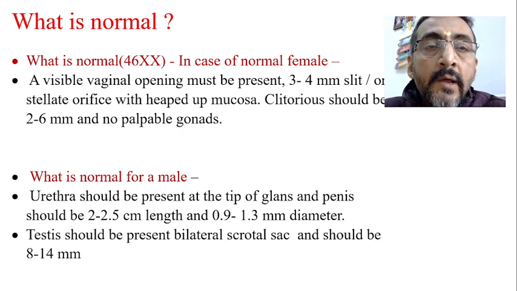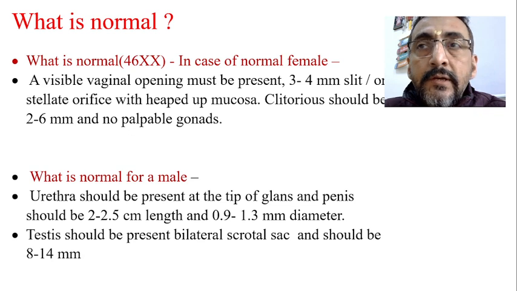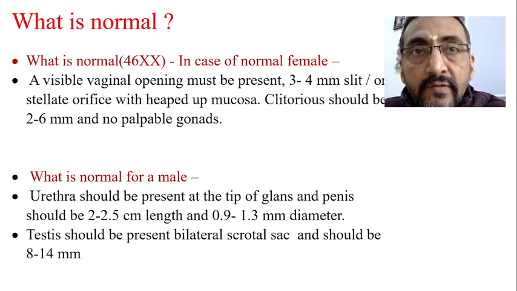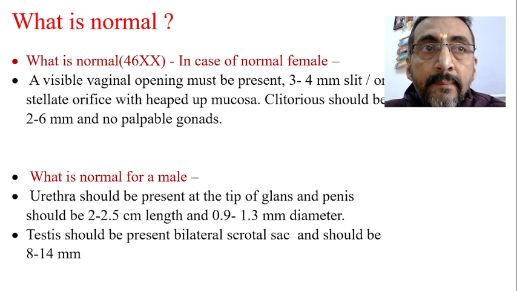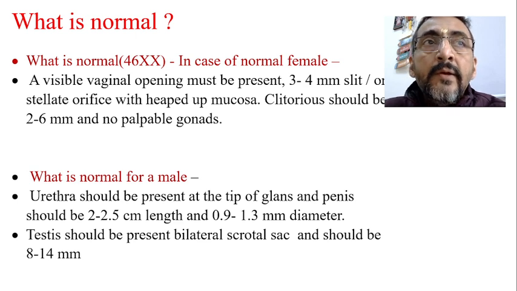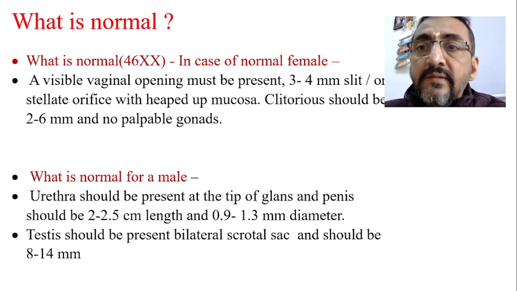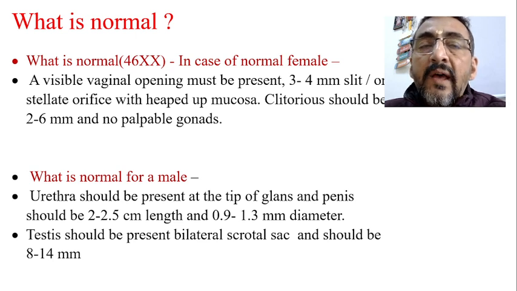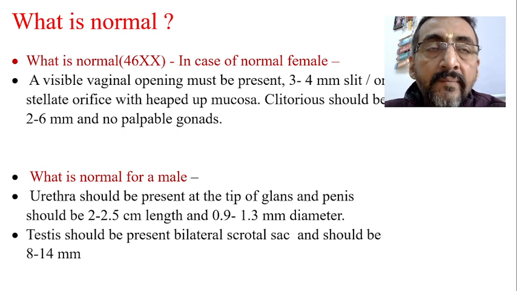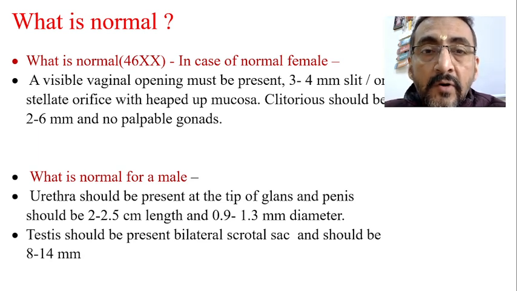As you know, we were discussing the differences in sexual differentiation, or DSD. In the last class, we saw how ambiguous genitalia is formed. So today, we will discuss what is normal. Before knowing the abnormality, we should know the normalcy. As far as the male and female external genital organs are concerned, which help us decide whether it is ambiguous genitalia or not, we should know the normal status.